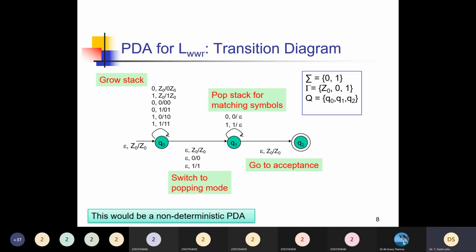So here, growing stack means what? We are going to push something into the stack. Okay, switch to the pop operation, the next one. Pop the stack for matching symbols alone and then go to the acceptance state. As I told you, the particular string is accepted by the PDA.